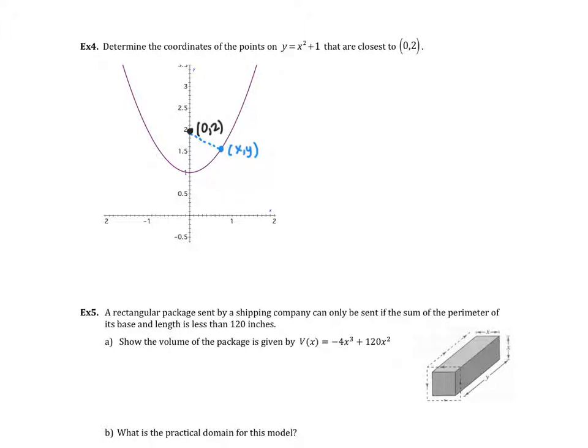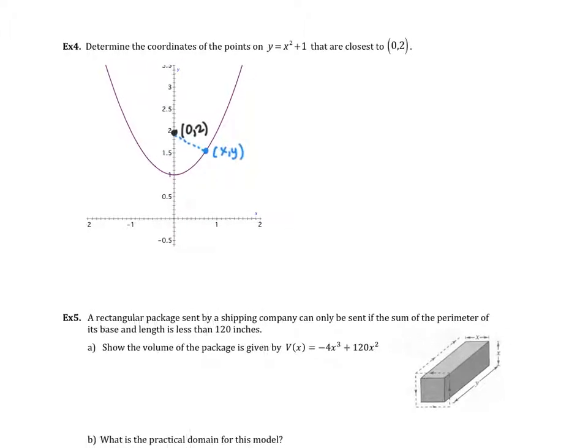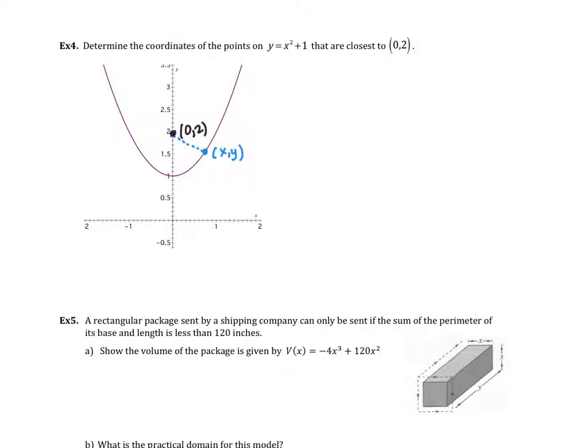So is that the only point that's potentially going to have that exact distance, 2.02? Hopefully you're saying no. Hopefully you're thinking, oh right, the other side, it's symmetric, it's reflectional. So this point over here would also be the same distance to that, so (negative x, y).